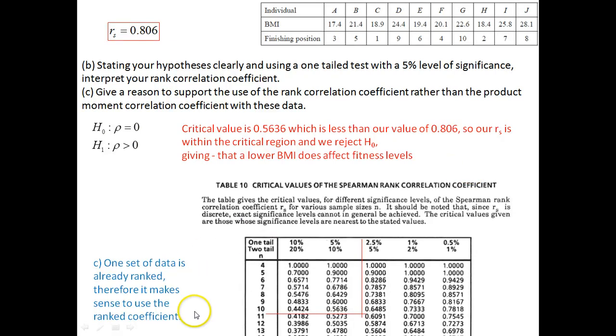Why did we pick Spearman's rank correlation coefficient as opposed to the other one? Well, one of the sets of data was already ranked, so it makes sense to use the ranking for both.